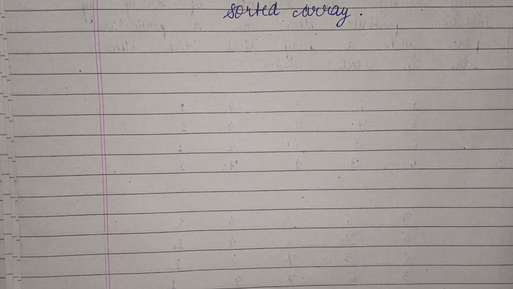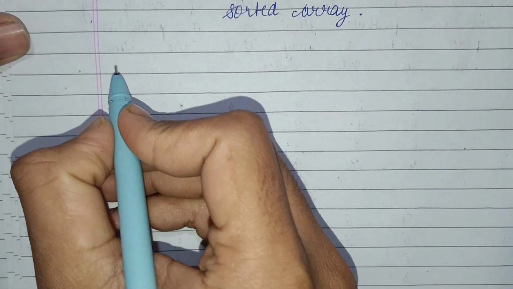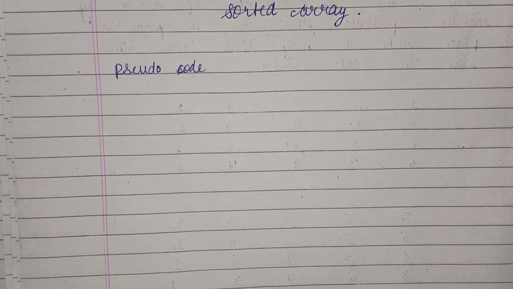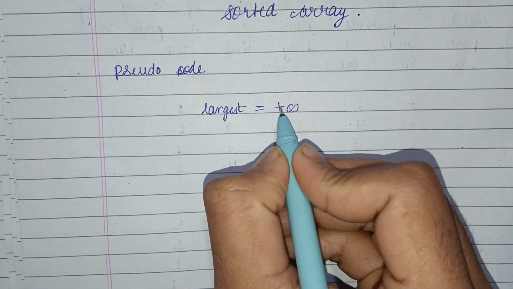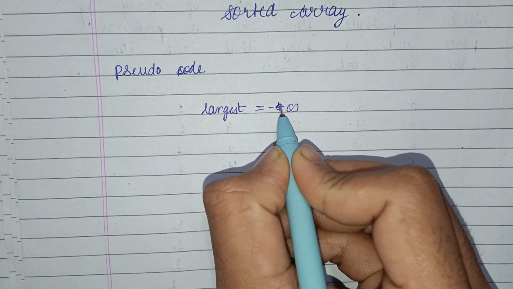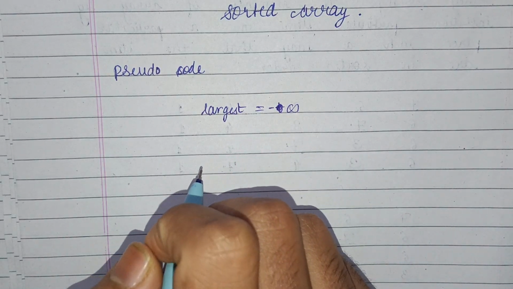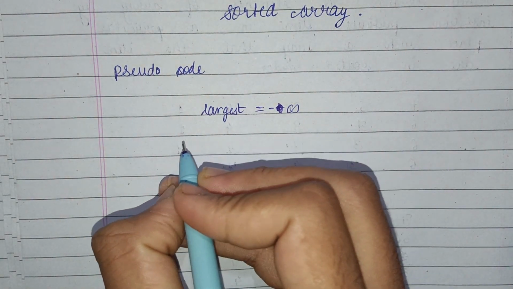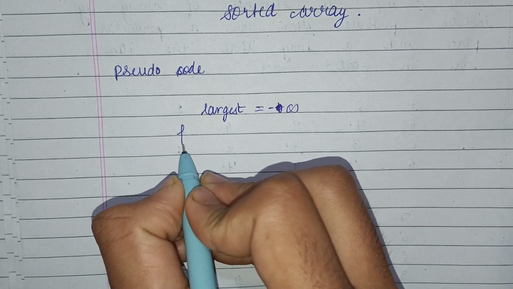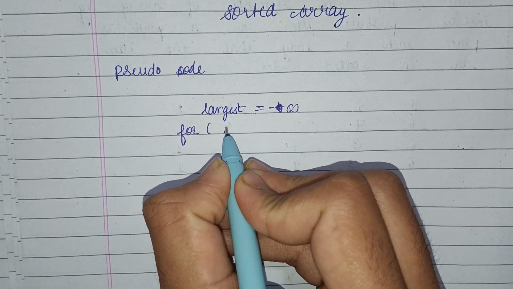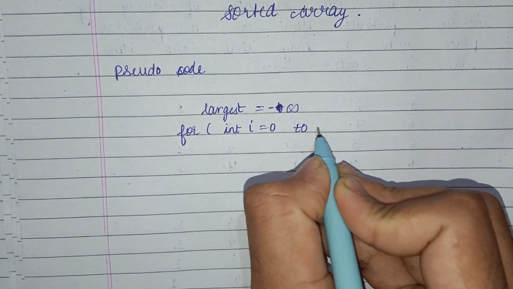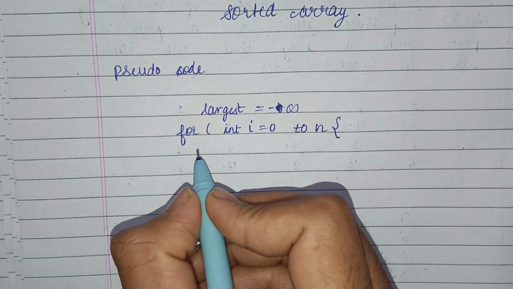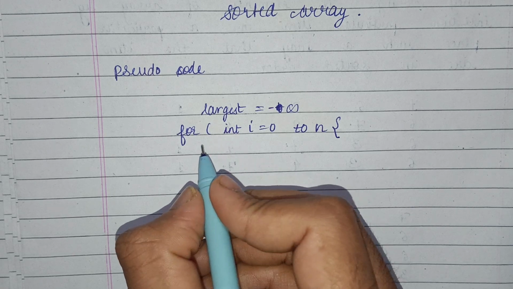So let's see the pseudocode for counting sort. Now we will take a variable largest. We will initialize it with minus infinity, and we will run a loop for int i equal to 0 to n, and the variable will be updated.